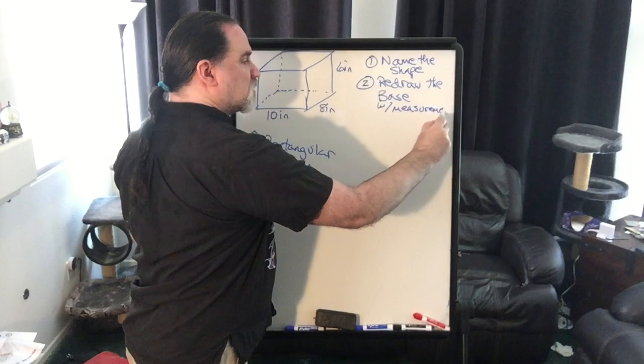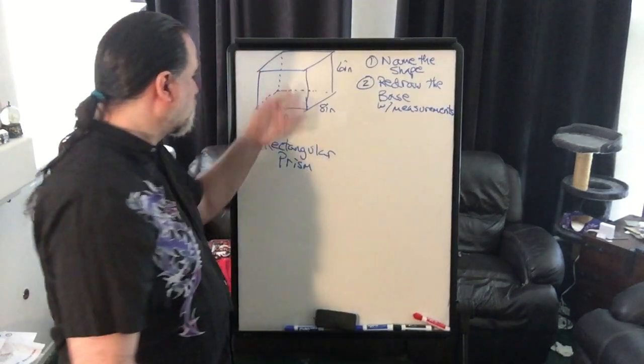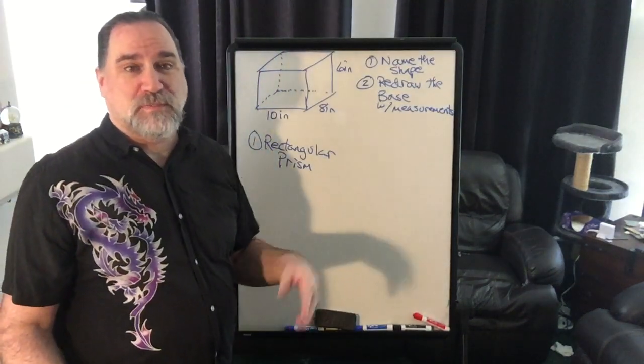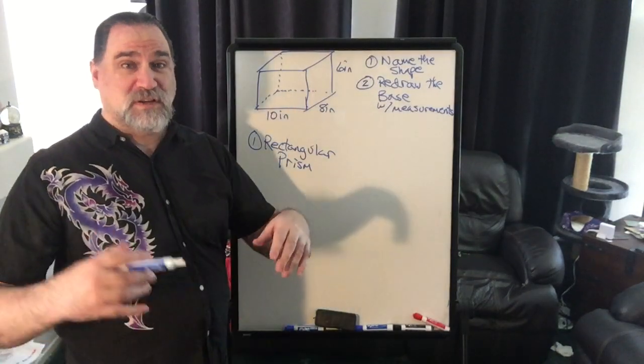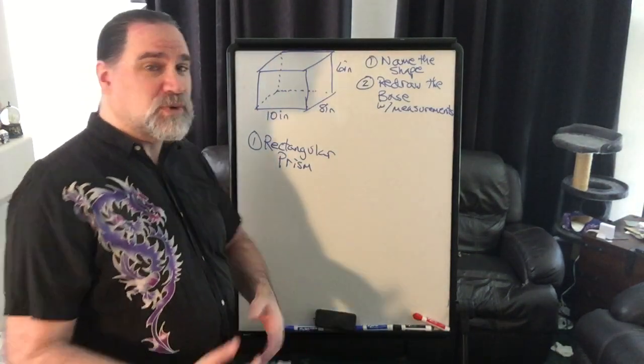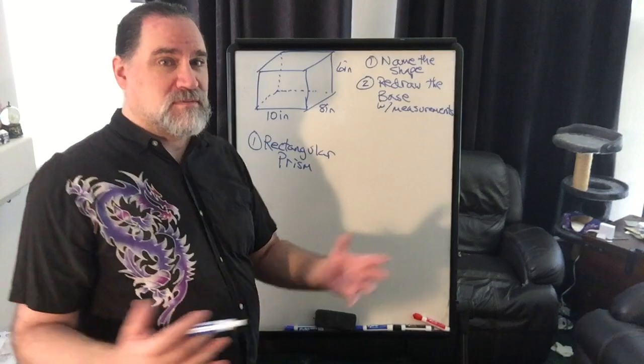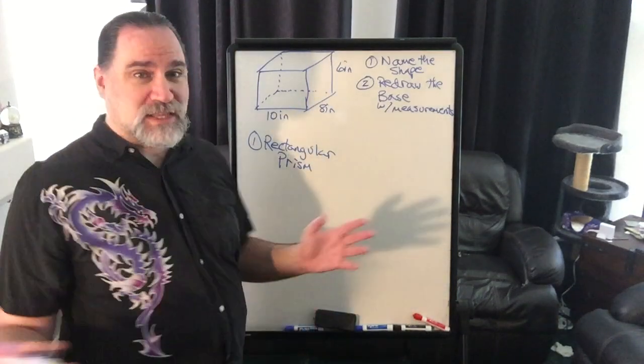Now, the nice thing here is because this is a rectangular prism, that means that the base is a rectangle, and because it's a prism, it means that all the other sides are rectangles. So we can do this with any values. We can call anything we want the base.